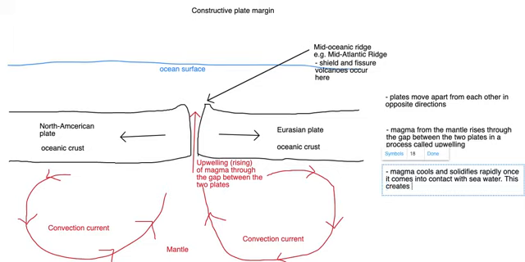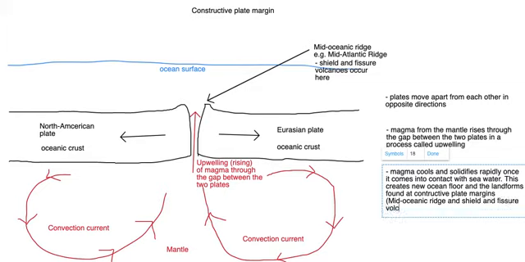This creates new ocean floor and the landforms found at constructive plate boundaries, plate margins, which is your mid-oceanic ridge and shield volcanoes, and also fissure volcanoes. And that's all you'd have to say in terms of the processes.